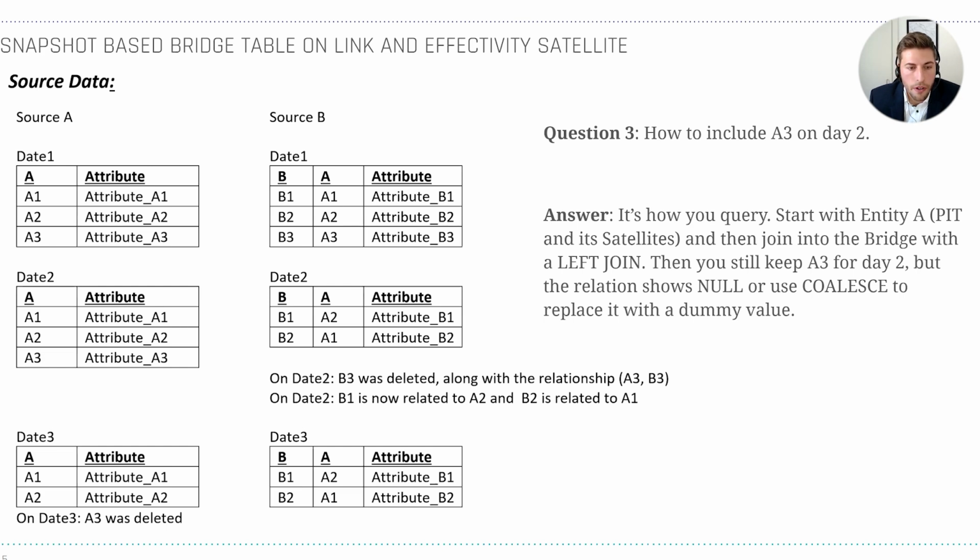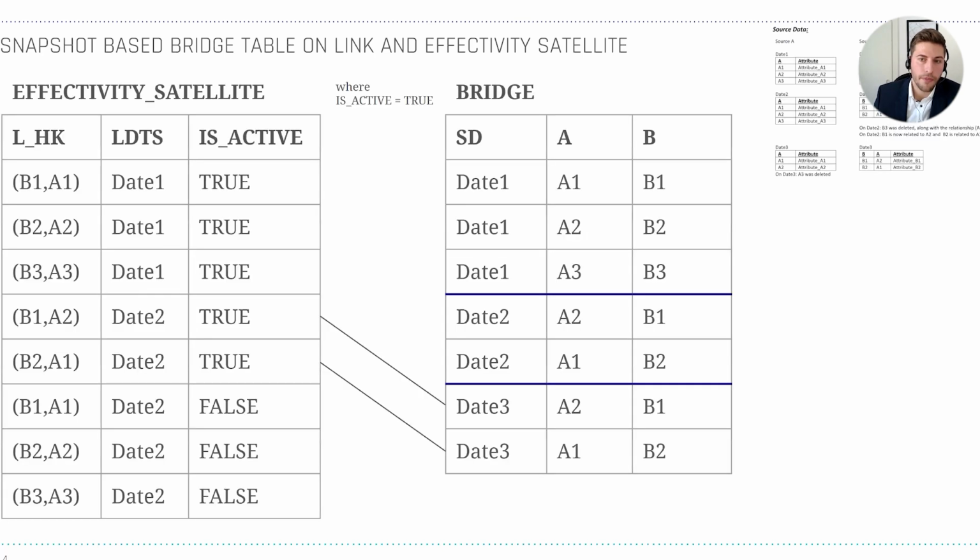To answer this last question, I wouldn't do any change in the bridge itself. Bridges, and also effectivity satellites, are usually driven by the driving keys. The A column here is not the driver. The B column is the driver, the data comes from object B. So everything should be around B, and if B doesn't have any A, then that's the case. I wouldn't go the other way around.